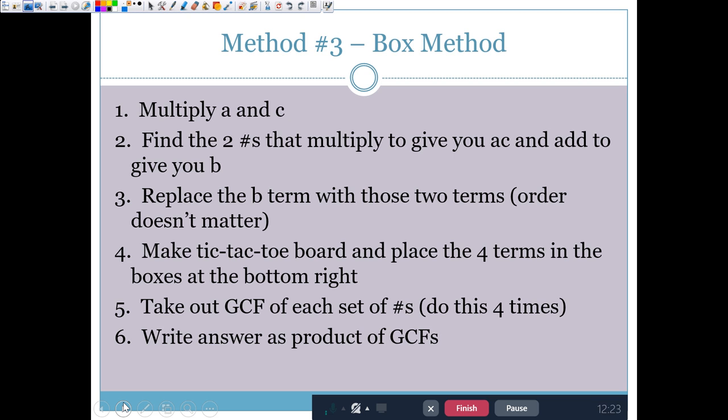Then I'm going to make a tic-tac-toe board and I'm going to place all four terms in the boxes on the bottom right. Okay, kind of like a Punnett square in science. Then we're going to take out the GCFs for each column and each row. So there's going to be 4 that we pull out. Then we're going to write our answer as a product of the GCFs. Okay?